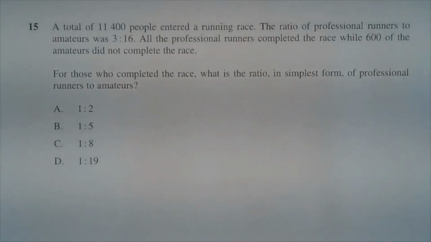Question 15. A total of 11,400 people entered a running race. The ratio of professional runners to amateurs was 3 to 16. All the professional runners completed the race while 600 of the amateurs did not complete the race. For those who completed the race, what is the ratio in simplest form of professional runners to amateurs?